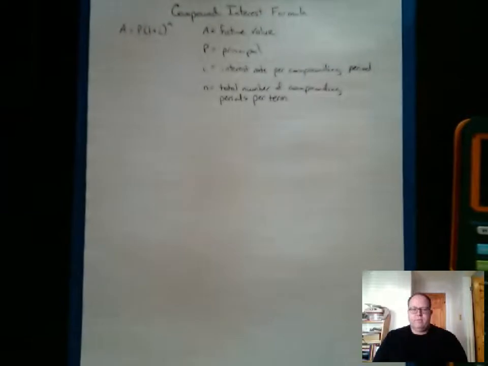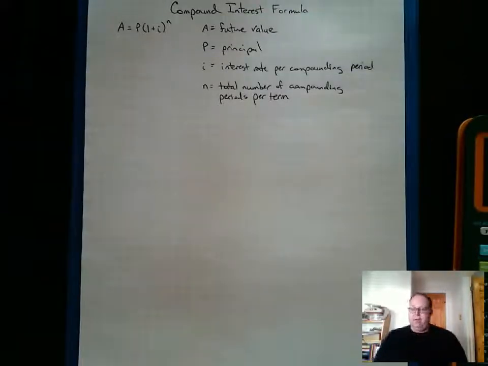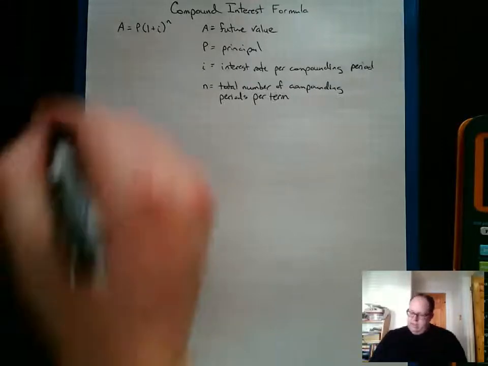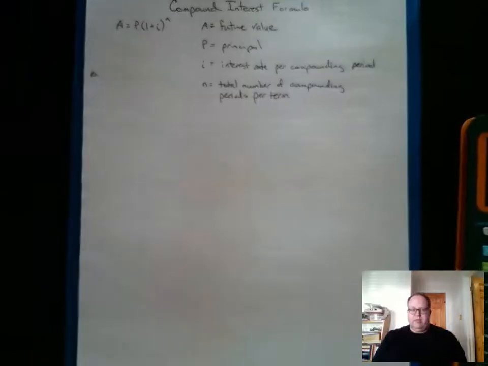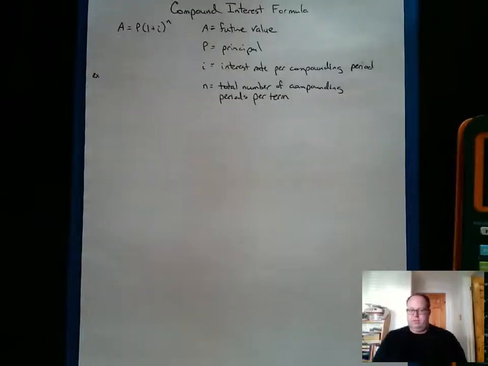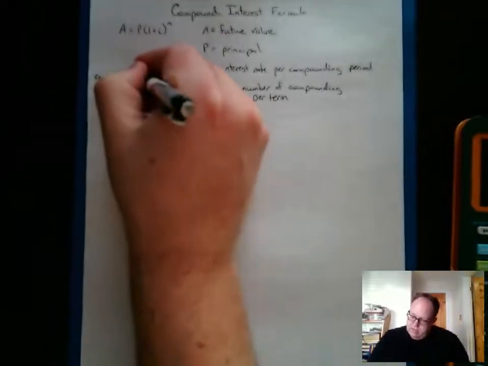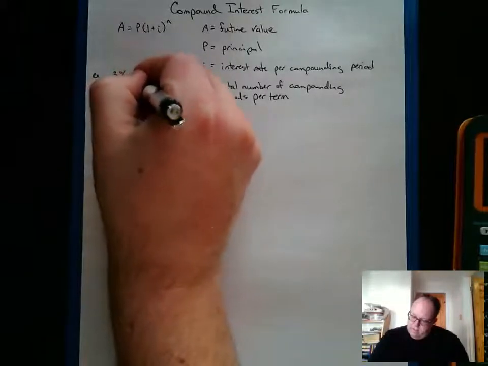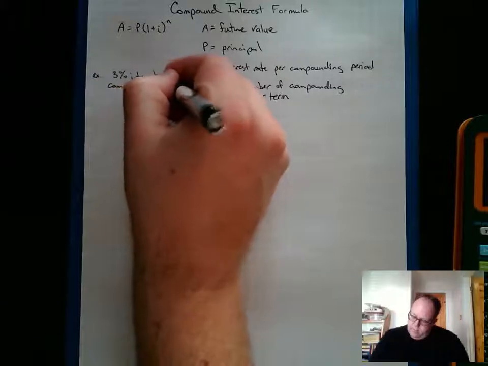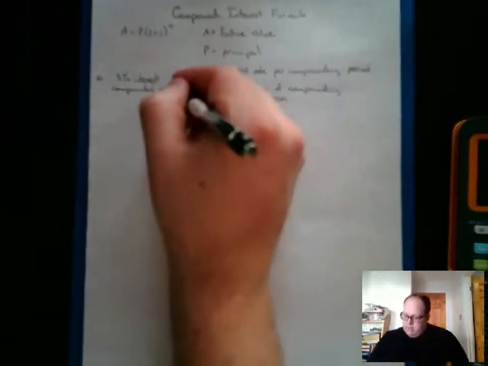Okay. So, a bit about this i, this interest rate per compounding period. As a quick example, let's say I've made an investment at 3% interest annually, but compounded monthly. So 3% interest compounded monthly. That's an H there, believe it or not.